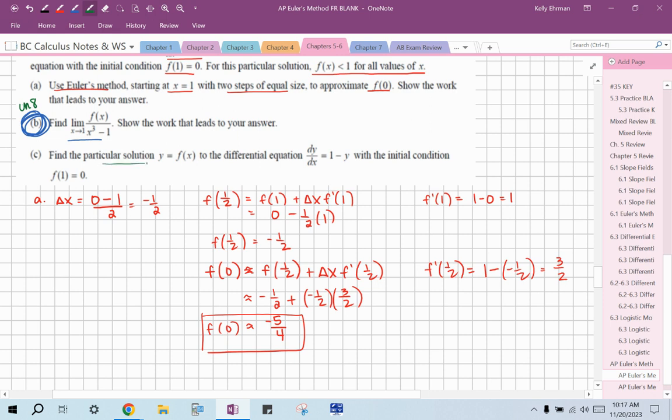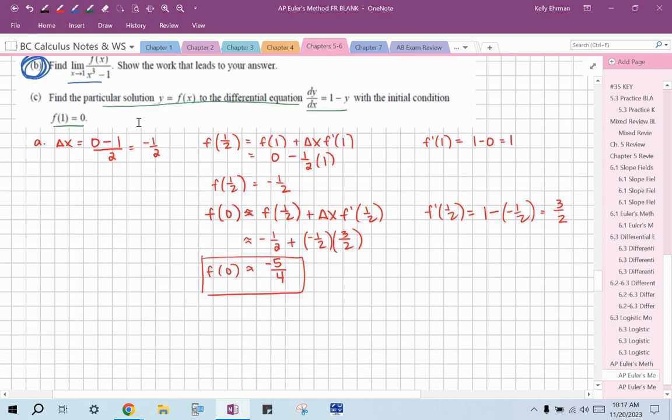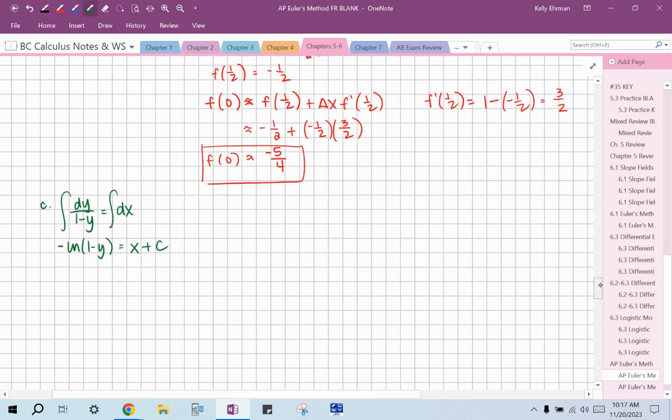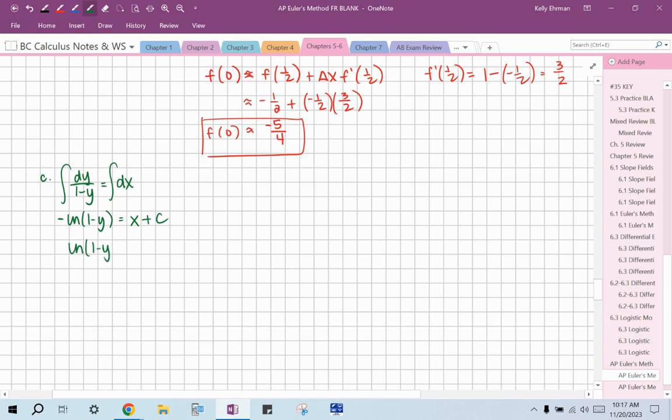Okay, part C, find the particular solution given to the differential equation this with the initial condition this. So last thing to do is separate. So dy is going to get divided by 1 minus y. That's going to equal 1 times dx. Integrate: negative natural log of 1 minus y equals x plus c. Get rid of the negative. It only applies to the x. Base e both sides. 1 minus y equals c e to the negative x. You can solve for y if you want to.